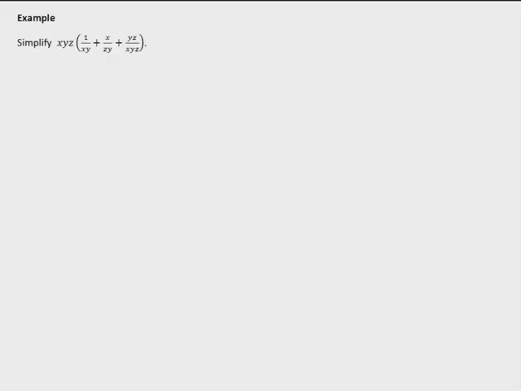Simplify xyz into open brackets 1 upon xy plus x over zy plus yz over x plus y. So all the action seems to be within the brackets. Let me simplify within the brackets. Since they are fractions which are being added, I'll take the LCM. The LCM of xy, zy and xyz is clearly xyz. So I'll write my xyz outside. I'll take xyz as the LCM.